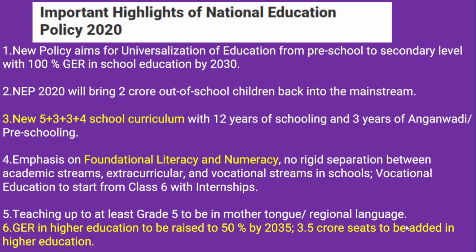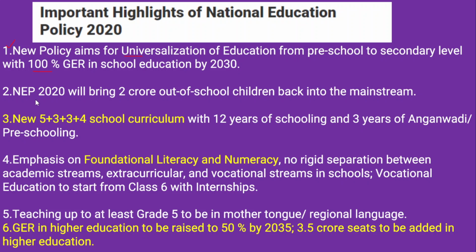Now after that, there are some important highlights of the National Education Policy. So what are those important highlights of 2020? Firstly, this new education policy has aimed at universalization of education from preschool to the secondary level, with 100% gross enrollment ratio in school education by 2030. This provision we have also discussed previously. 100% gross enrollment ratio in school education by the year 2030 is also called universalization of education.